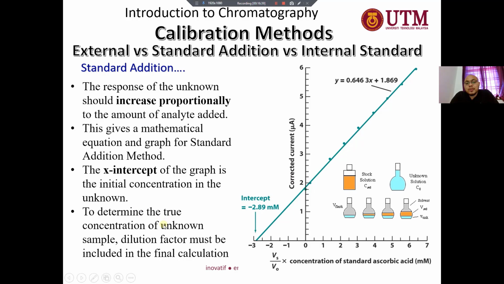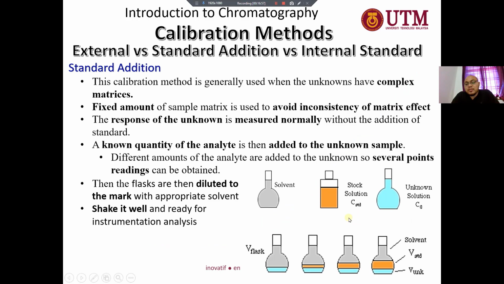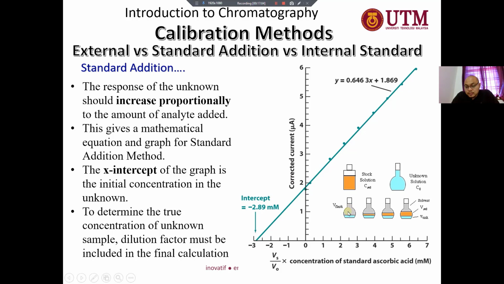So to determine the true concentration of the unknown sample, from the graph we already get the initial concentration of the unknown. But because it is already diluted, you need to include the dilution factor in the final calculation. For example, in the previous example, we maintain the amount of unknown solution at 2 mL, but you dilute to 10. 10 divided by 2 is a dilution factor of 5.